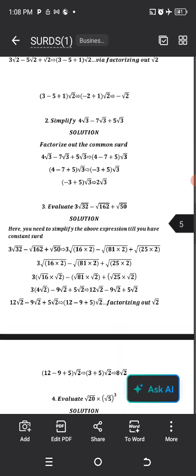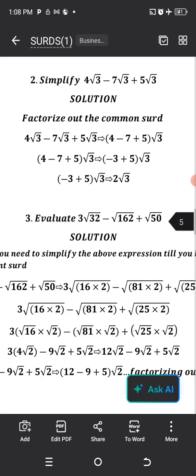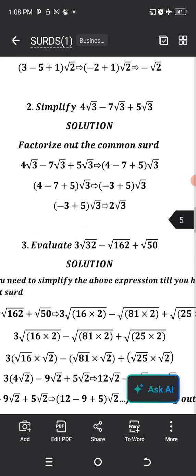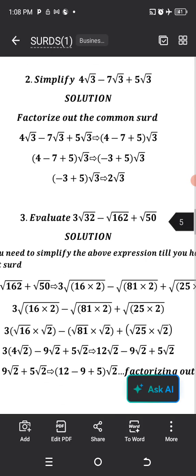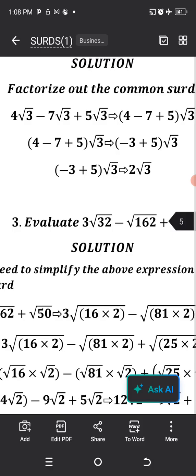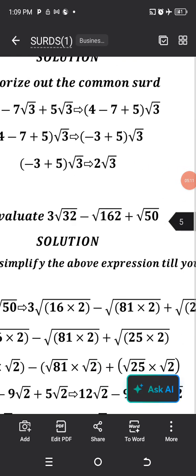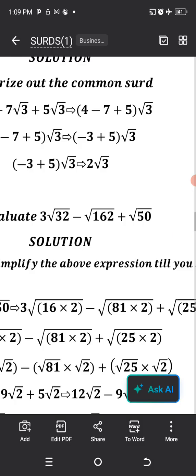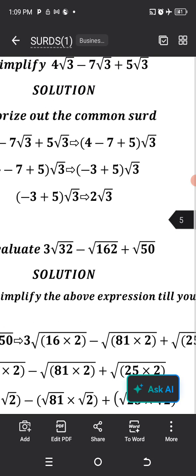As example 2, the same step: factorize out the common surd. Example 2 says simplify 4 root 3 minus 7 root 3 plus 5 root 3. What is the common root there? It is root 3. So you bring out the root 3, that is, factorize it out, and you have this expression here. Let me zoom in so you can see. So 4 root 3 minus 7 root 3 plus 5 root 3 can now be expressed as, at the front of that implication sign, inside parentheses 4 minus 7 plus 5, all multiplied by root 3.